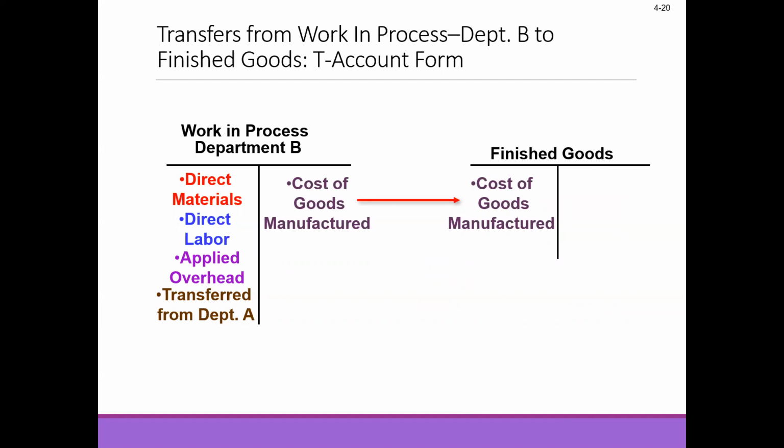Then once, in this case, we've only got two departments, once the work in process from Department B is completed, we'll take all of that cost of goods manufactured and transfer it into finished goods.